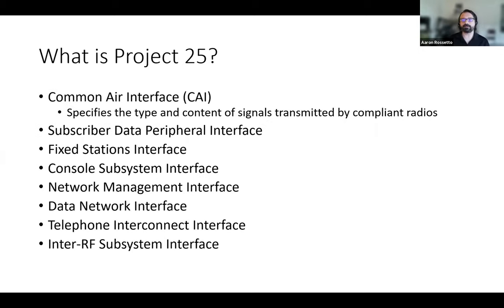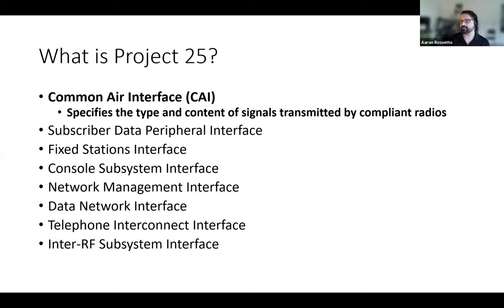Okay, so these are the different standards that came out of Project 25, but the one that we're going to focus on for the purposes of this communication is the Common Air Interface, which specifies the type and the content of signals transmitted by compliant radios. So radios that are able to interoperate with other P25 radios must be able to transmit these packets and use these physical layer and link layer capabilities and so on. I'm not very familiar at all with the rest of these documents. Most of the experiments that I've done have focused heavily on decoding packets per the Common Air Interface standards.